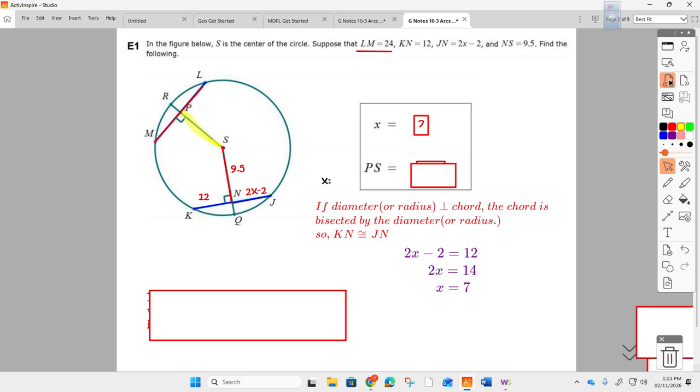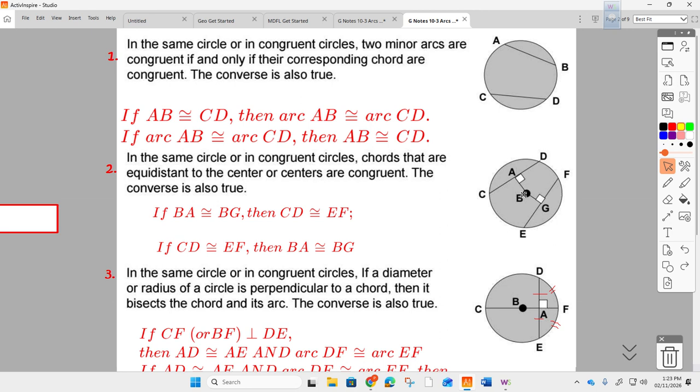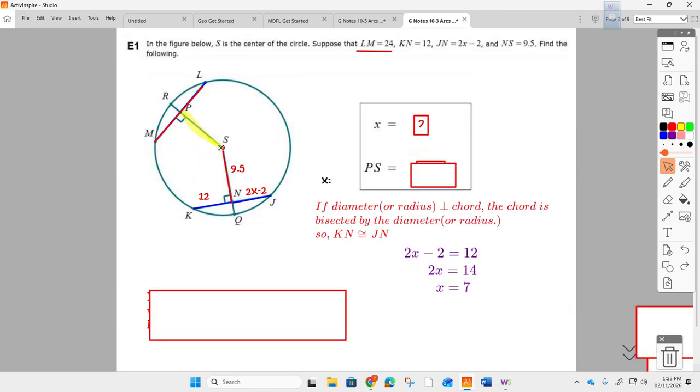So let's look over here at this one, because this has something that looks like it here, right? It says, if CD is congruent to EF, then we know that BA is congruent to BG. So if the chords are congruent, then we know that they are the same distance from the center. So this is the center. PS and NS represent the distance from the center. So how do we know that they are the same distance? Because these chords are congruent. But how do we know the chords are congruent? So we know that this one is 24 because it's a given, right?